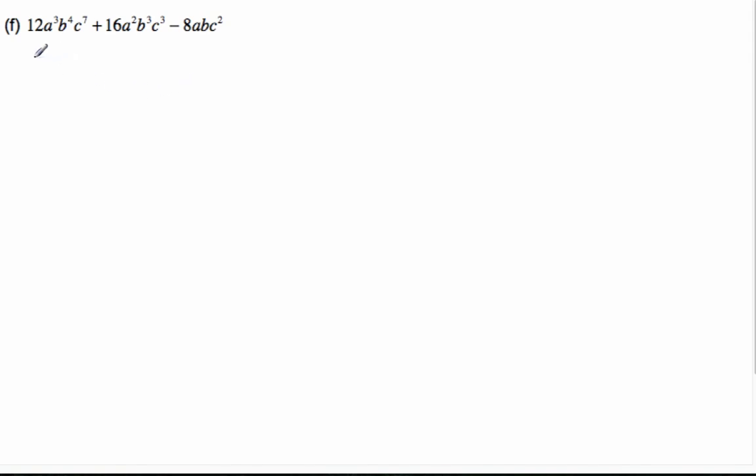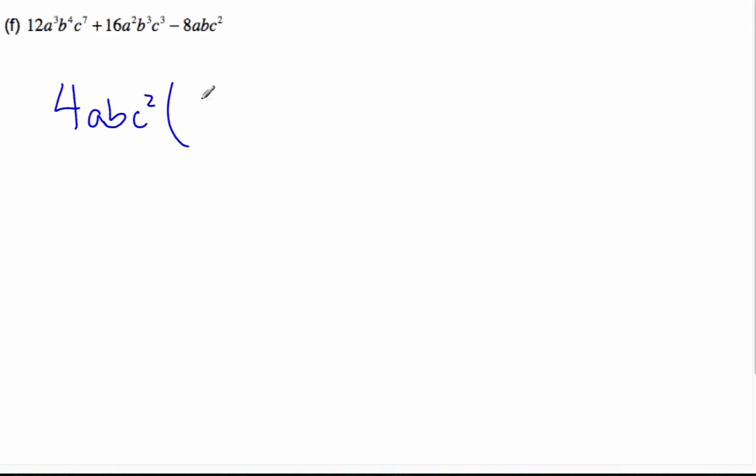Okay, now that you're back, the common factor here is going to be a 4, the number from each of those terms. If I look at the letters, I have a cubed, a squared, a, so a to the power 1. B to the 4th, b cubed, b to the power 1, so b. C to the 7th, c cubed, c squared, so c squared is the smallest exponent. So 4abc squared is the largest common factor.